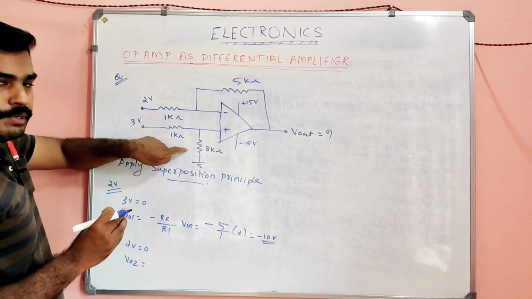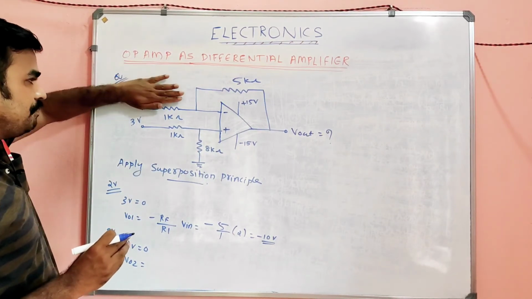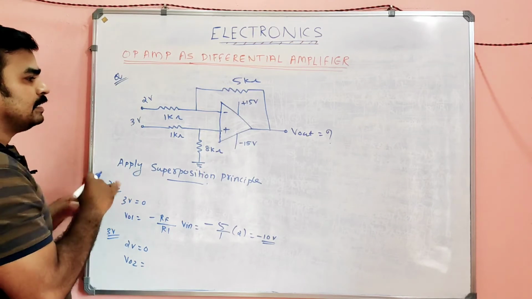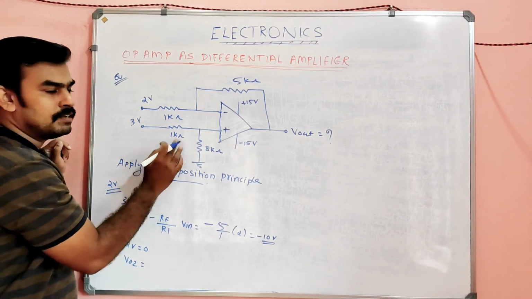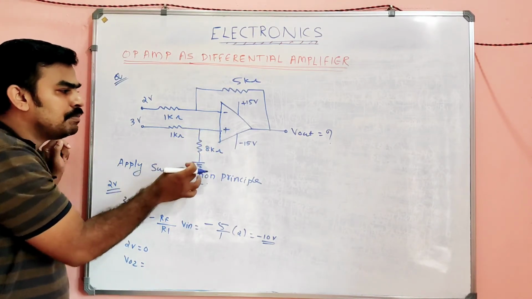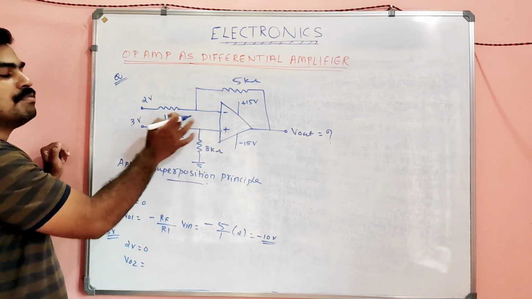In the case of this circuit, if we neglect 3V, it means we don't want anything regarding this one, because there is no input at all applied. It is simply like an earth portion.